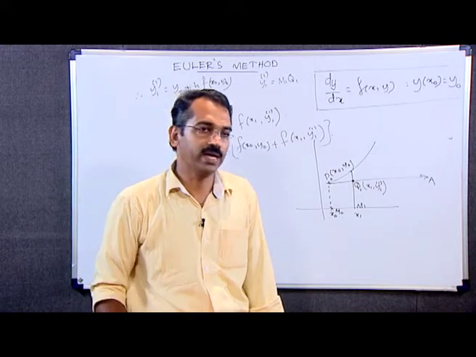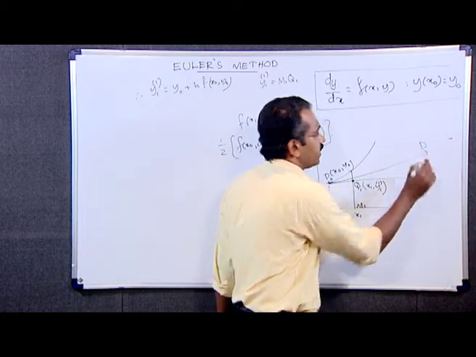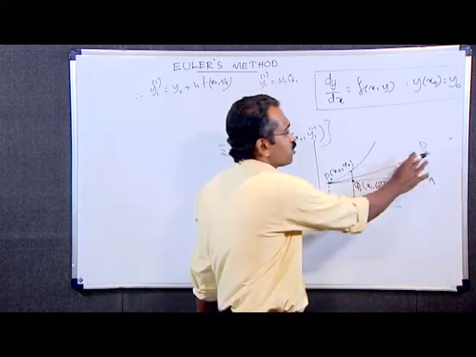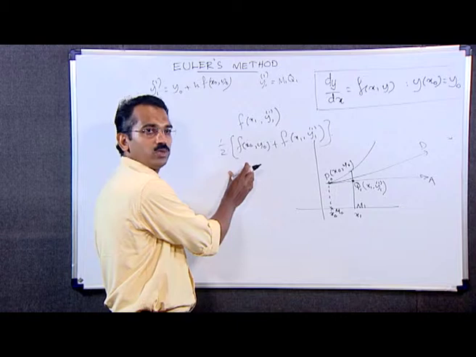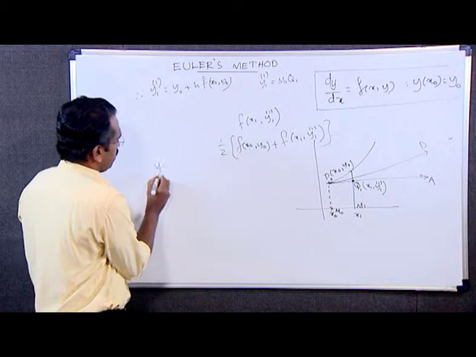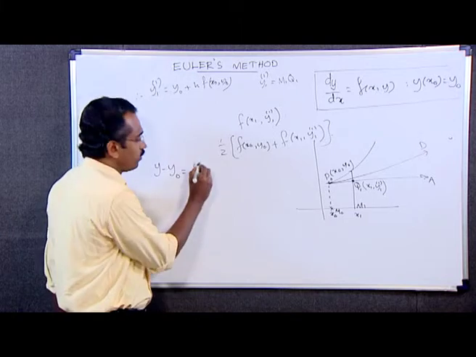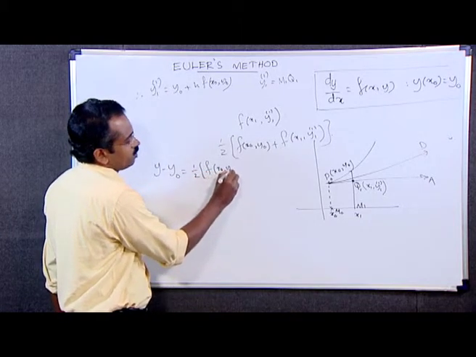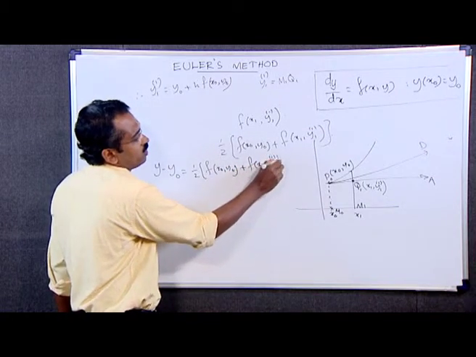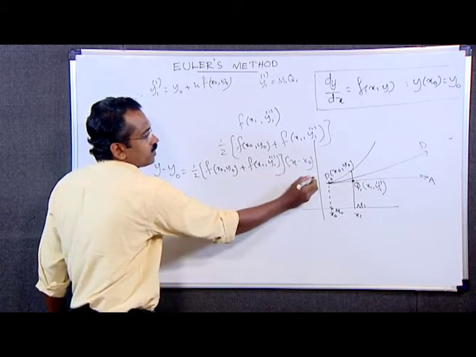Now, we draw a line P0D. This is the line P0D through the point P0, whose slope is this average, 1 by 2 into f of x0, y0 plus f of x1, y1(1), that is, y minus y0 is equal to 1 by 2 into f of x0, y0 plus f of x1, y1(1) into x minus x0. This is the corresponding equation.